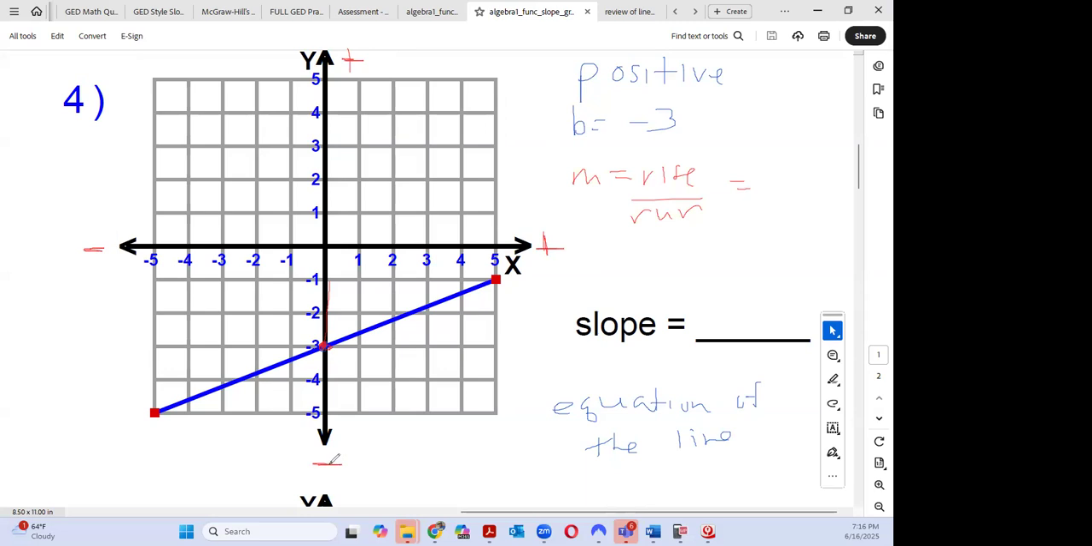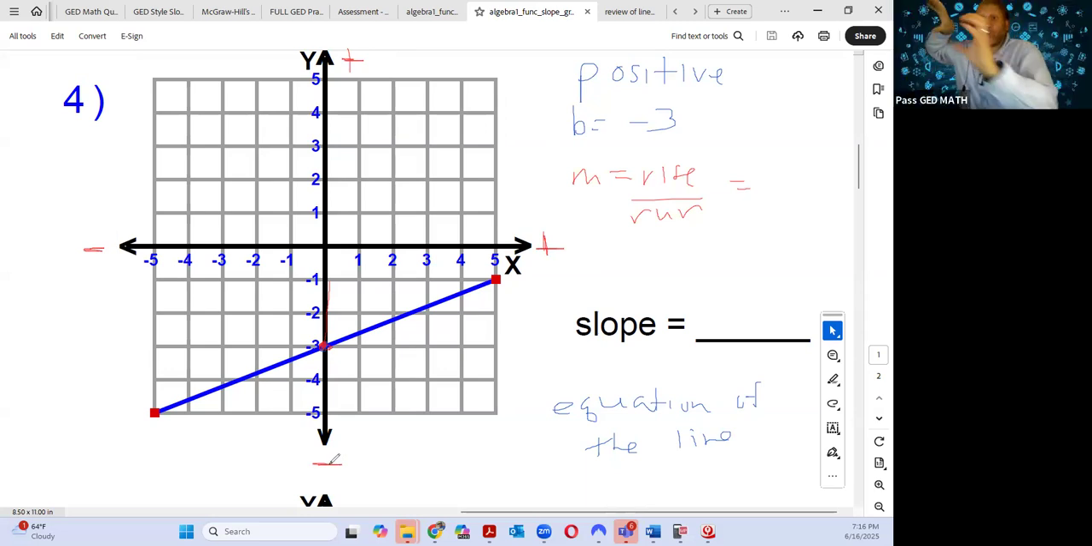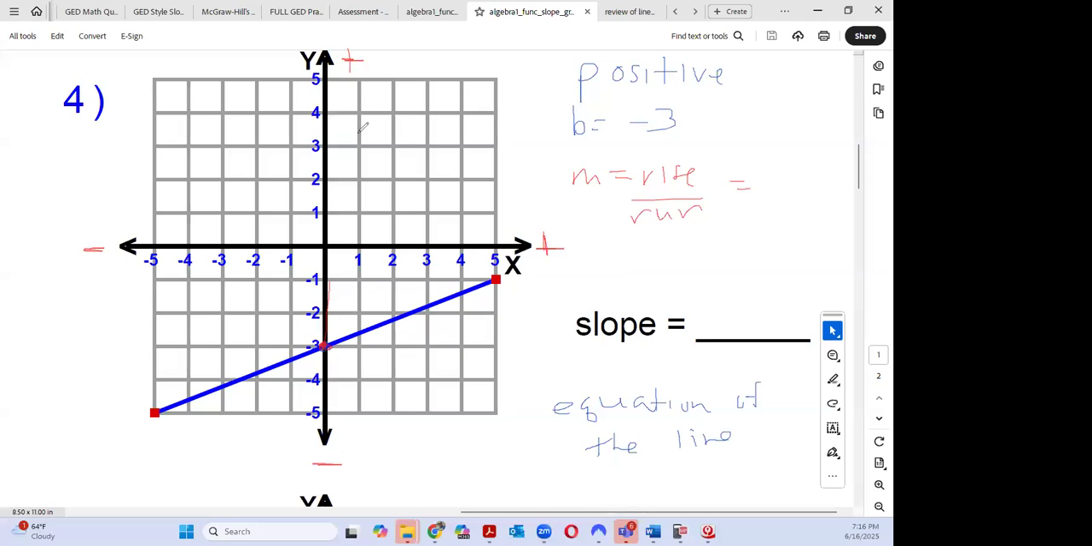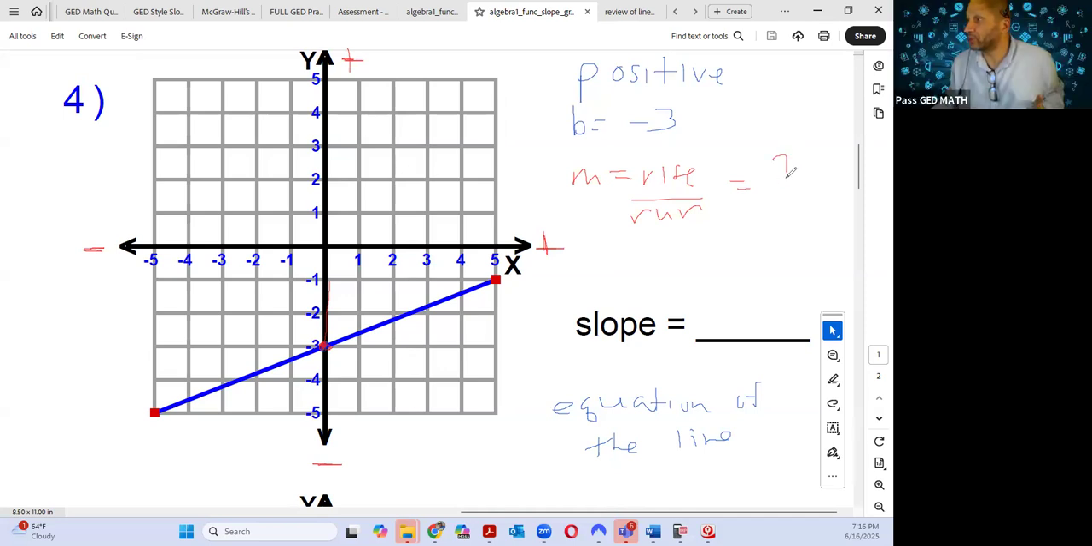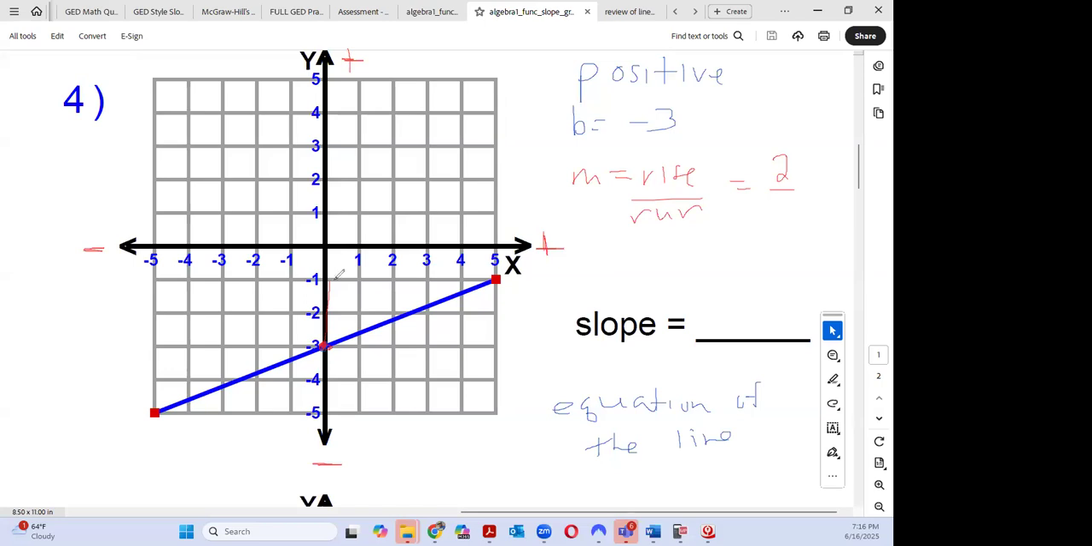Okay. So if you look at the coordinate plane, if I'm on the right side of the X, it's positive. If I'm on the left side of the X axis, I'm negative. If I'm going up, it's positive. So if I'm going up, it's what? Positive. How many did we go up? 2. Okay, now what direction do I need to go to get to the second point? To the right. Count with me. 1, 2, 3, 4, 5.